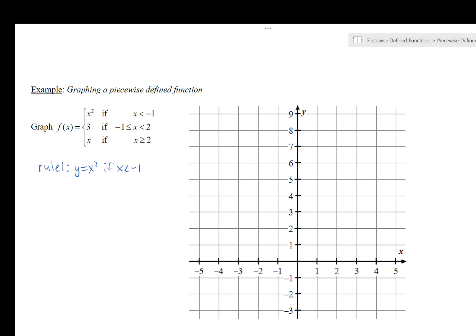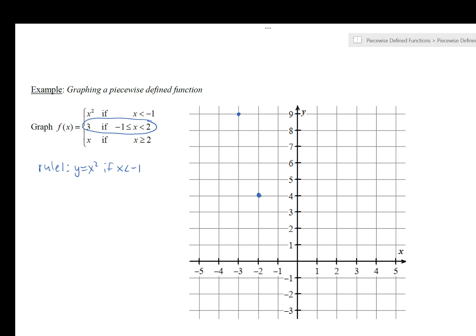We could plot some of these points. For instance, if x was negative 2, then negative 2 squared is positive 4. If x was negative 3, negative 3 squared is positive 9. We could keep going if we had more space. And then it's going to behave like this function all the way down till we get to x is negative 1. When x equals negative 1, however, you've got to remember that it actually switches rules.